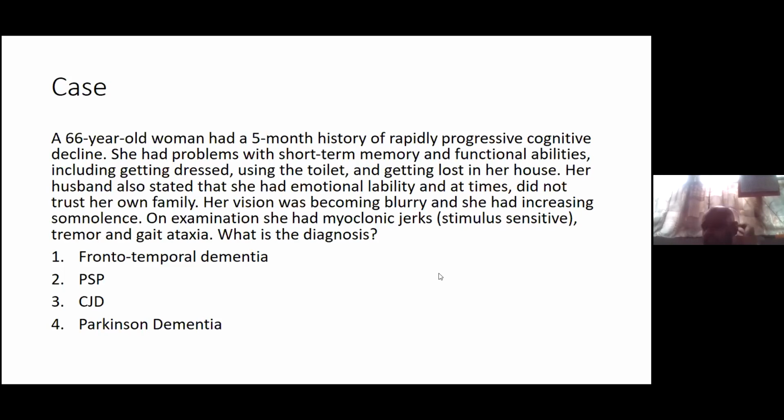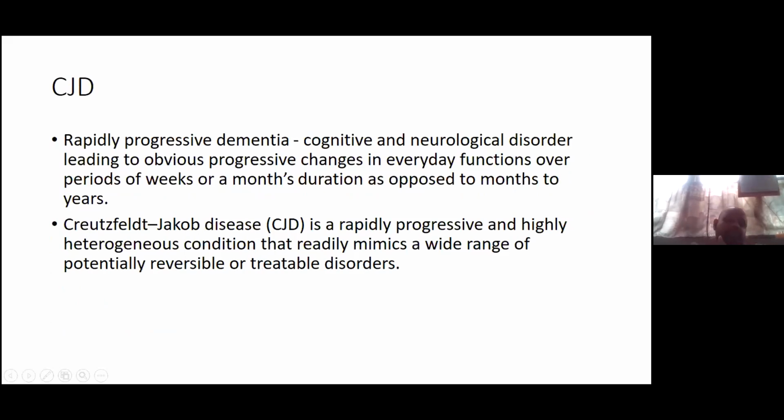So this is a typical history for Creutzfeldt-Jakob disease, or sporadic CJD, which is an example of a rapidly progressive dementia, where there is cognitive and neurological decline or progressive changes over a period of weeks to months, as opposed to months to years, which is generally seen with all the other dementias. And it can mimic certain treatable and reversible causes. One example is autoimmune encephalitis.